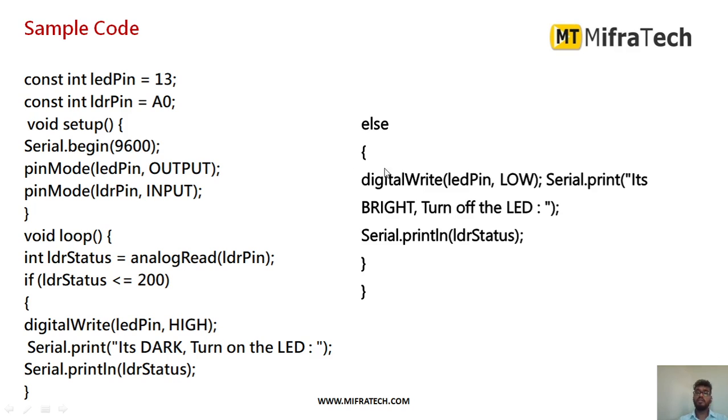So in that else part I have written digitalWrite of LED pin LOW, which means I am turning off the LED. After that I am printing to the serial monitor, like it's bright, turn off the LED. After that we can also Serial.println LDR status, whatever the analog value it is reading continuously, that I am printing in the serial monitor. Like this, in a simple way you can interface a LED and LDR sensor to Arduino, and you can see how the LDR sensor exactly works by writing this code.